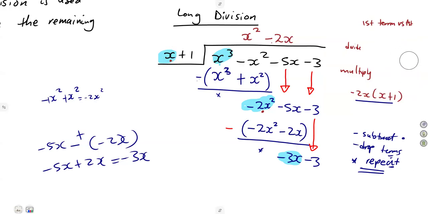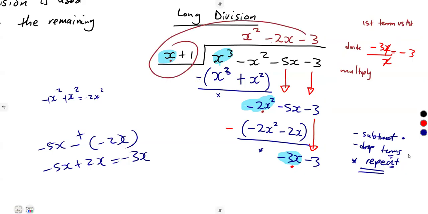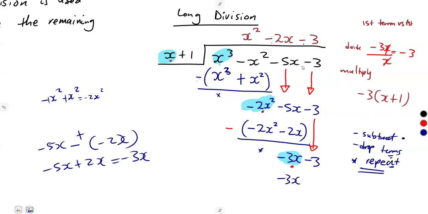So in our case, we are going back to that division, our first term minus 3x over what? Over our first term there, which is x. So this is going to give us a negative 3. So that is what you're going to write here on top, negative 3. Then that negative 3 multiplies back everything now. Negative 3 into x plus 1. That's negative 3 times x, negative 3x. Negative 3 times 1, negative 3.